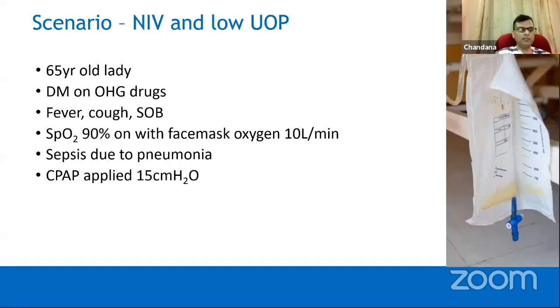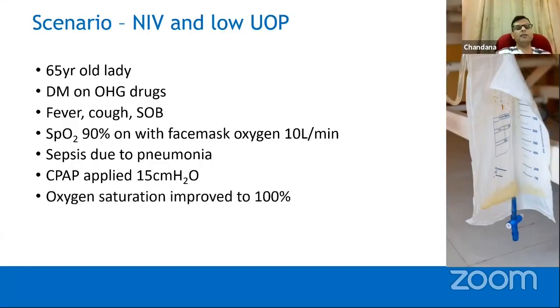I generally start with a lower pressure and then go up, and use the minimum needed to reach my target. But there are certain guidelines, and some people apply high values. So in this particular patient, they applied 50, and saturation improved to 100% instantly.